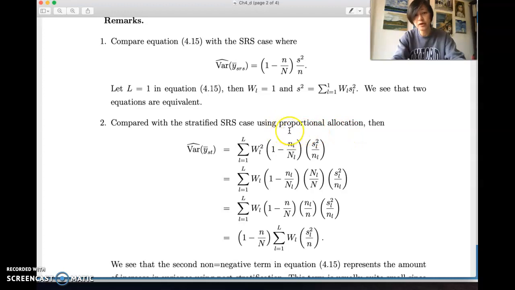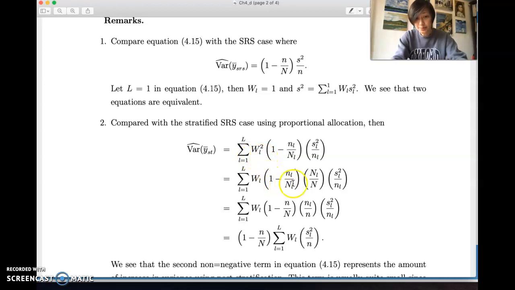So just to recall what proportional allocation is. Proportional allocation means that in the population, we divide the strata, and then we collect the number of samples, nL, that is proportional to the population size, capital NL, in each stratum. Okay, so the estimated variance under the proportional allocations in stratified random sampling is the summation of the variance in each stratum, adding up, weighted by WL squared.